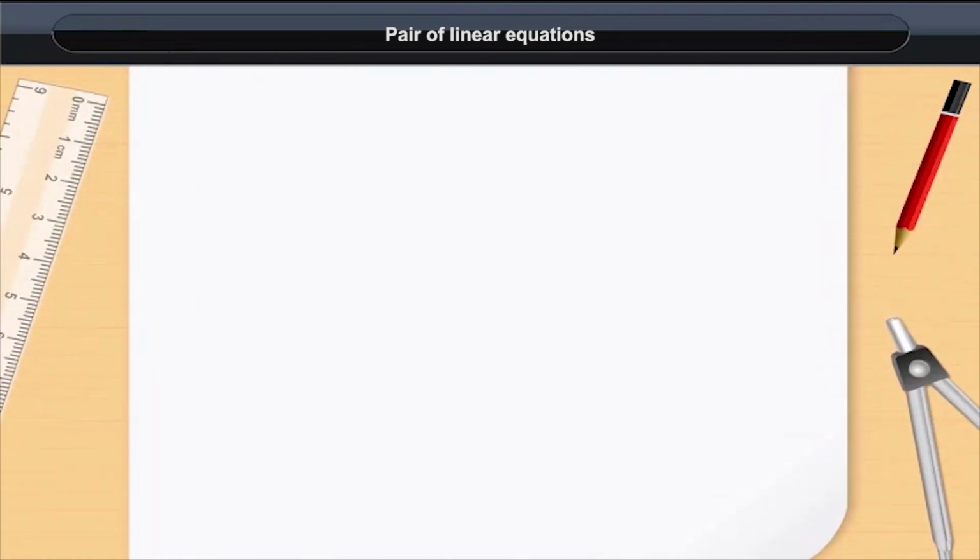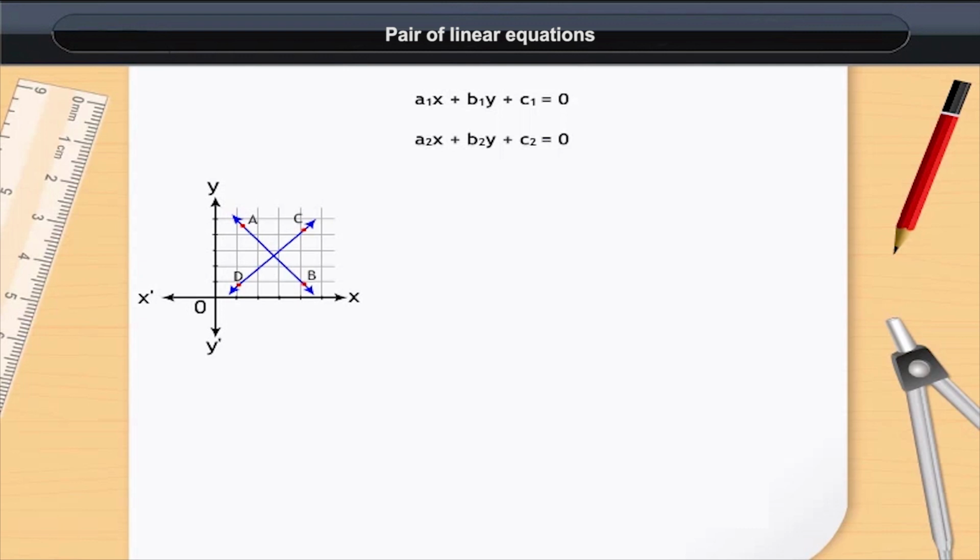Pair of linear equations. Consider the general form of two linear equations a1x + b1y + c1 = 0 and a2x + b2y + c2 = 0. Now, geometrically, what happens? Both represent straight lines. When we have two straight lines, there can be three possibilities.